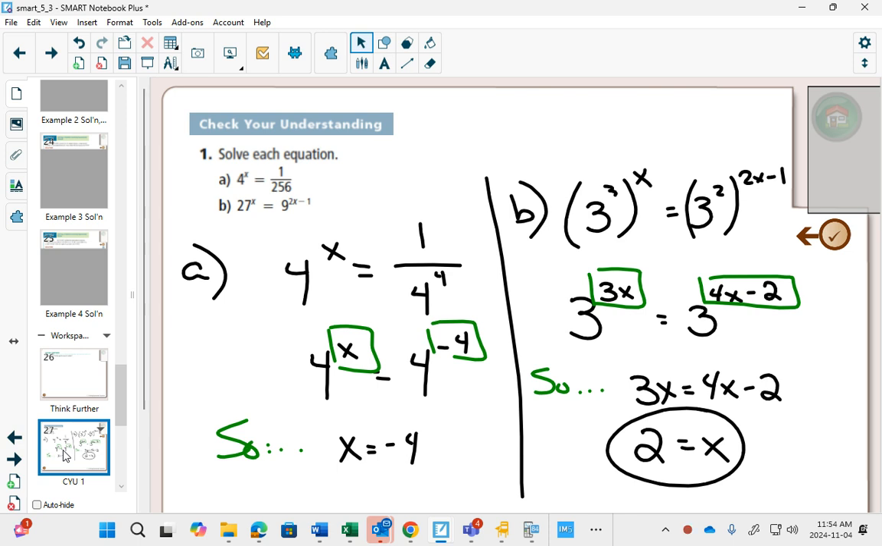Questions for practice for number 1, 3, 4, 5, and 6.